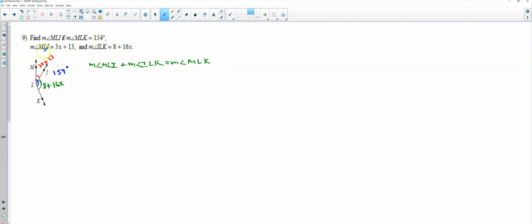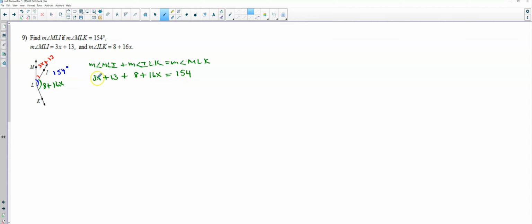So the measurement of MLI is 3x plus 13. So MLI is in red, 3x plus 13. Plus the measurement of ILK. ILK is 8 plus 16x. Equals the measurement of angle MLK, which is 154. See, once you set this correctly, this is your angle addition postulate, and you substitute, the equation is already formed for you. Now all that is left is to solve the equation.